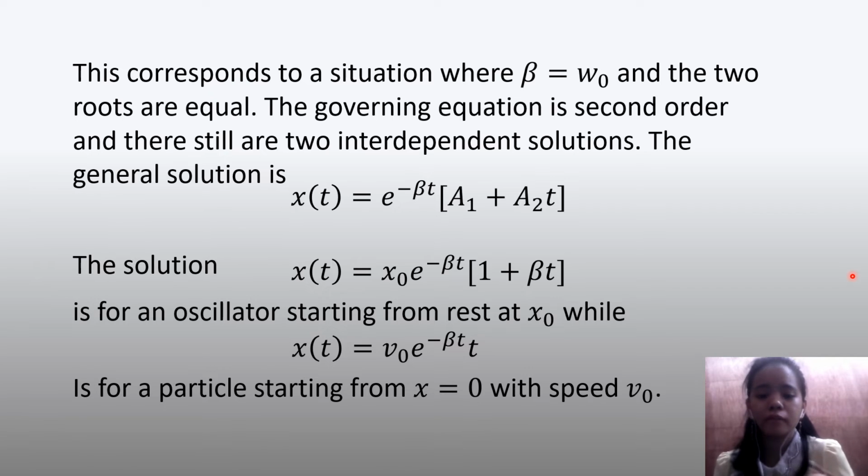The solution x(t) is equal to x0 e to the power of negative beta t times (1 plus beta t) for oscillators starting from rest at x0, while x(t) is equal to v0 t e to the power of negative beta t for particles starting from x equal to 0 with speed v0.